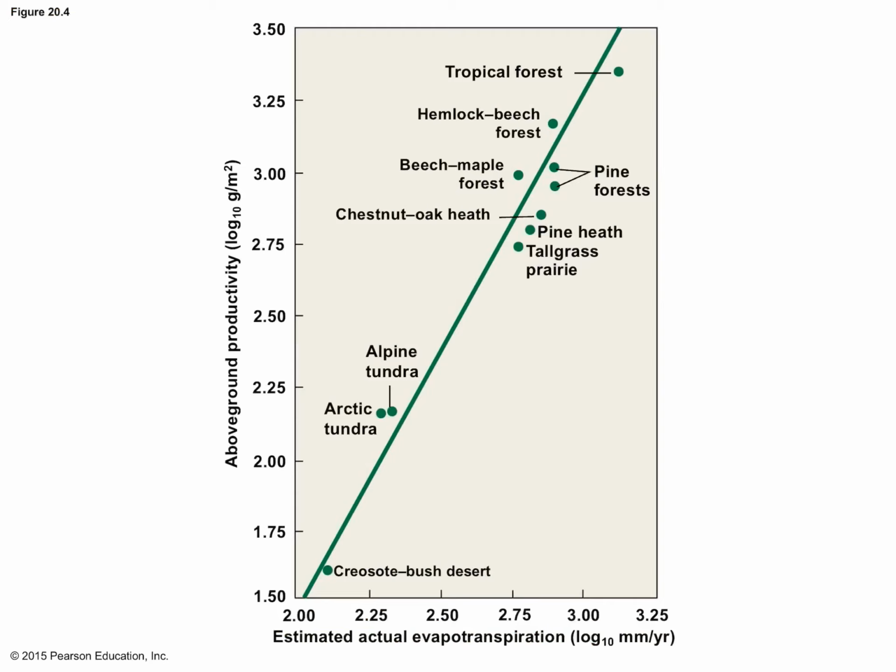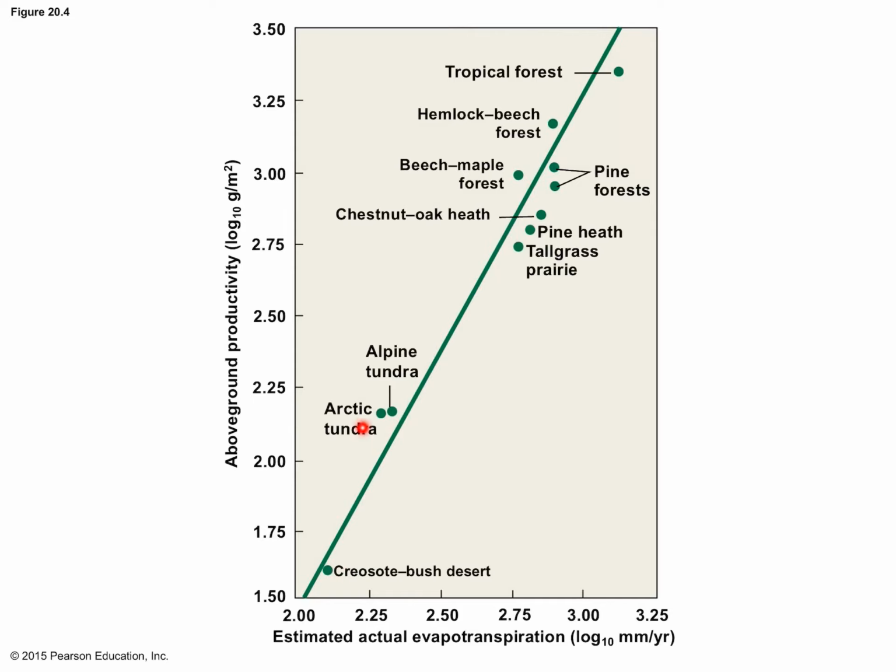All right, so let's take a look at that. Here we can see the estimated actual evapotranspiration in millimeters per year, and here we have the aboveground productivity in grams per square meter. Again, as evapotranspiration, or actual ET, goes up, we see that our productivity goes up as well. Here you see values for various ecosystems: tropical forest, hemlock beech, beech maple, pine forest, tallgrass prairie, Arctic tundra, think low temperature, creosote bush desert, could be low temperature, but also low water availability, right?